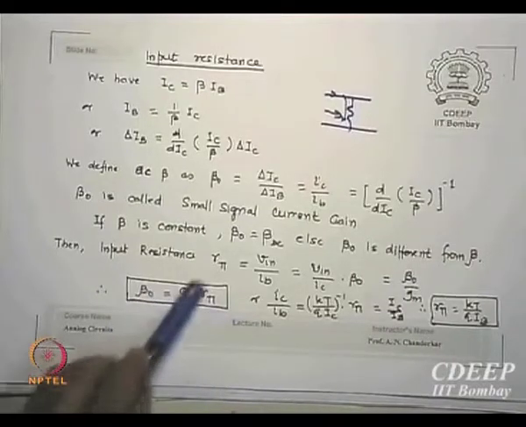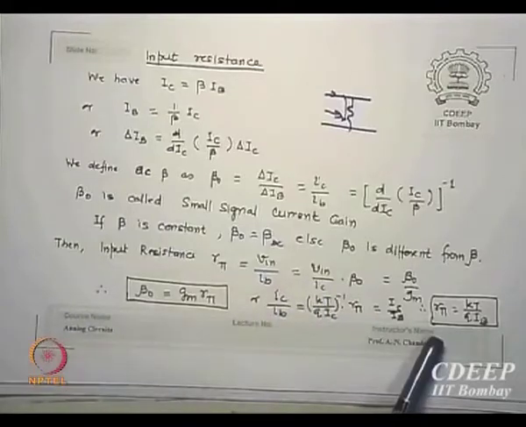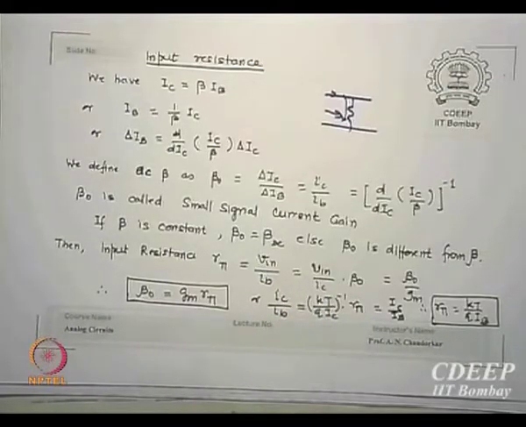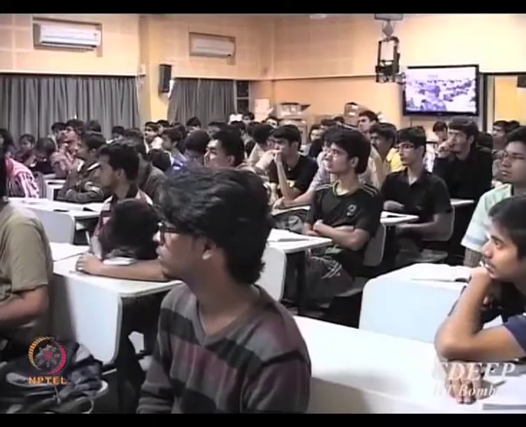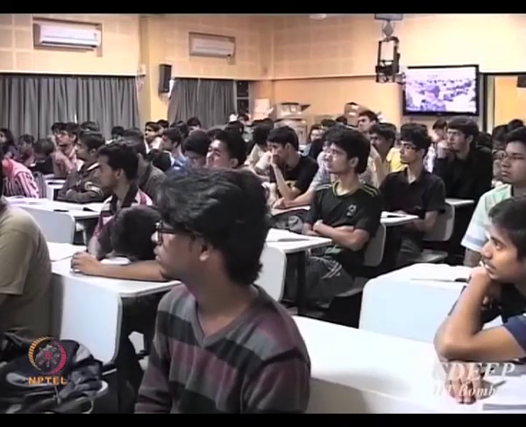If I now substitute GM and R pi values as we did, one can show from the way I have written here, R pi is nothing but KT by QIB. So whatever your base current is, which is proportional to IC, IC by beta is IB. So if you know your base current, you also know your input resistance. Is that correct? Or if you know your bias current IC and you know beta, which means IB is known, you know your input resistance R pi. Is that clear? So R pi is not a constant quantity, it is variable. With what is it varying? The biasing current.